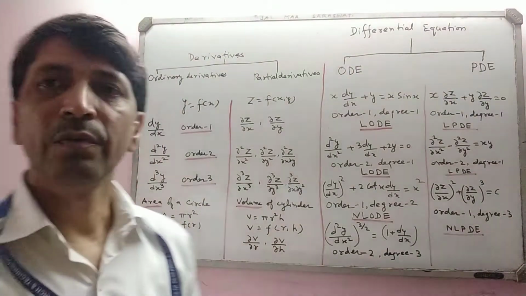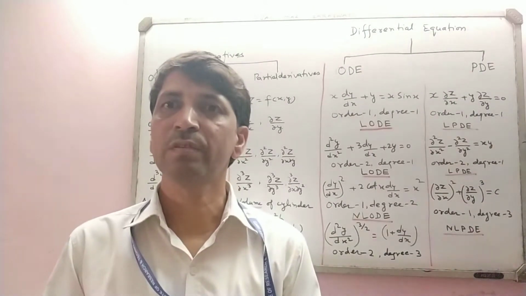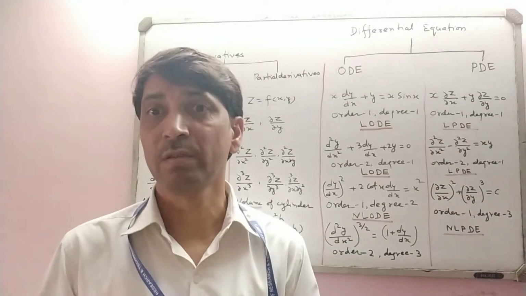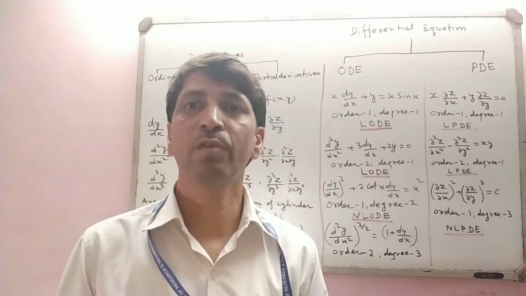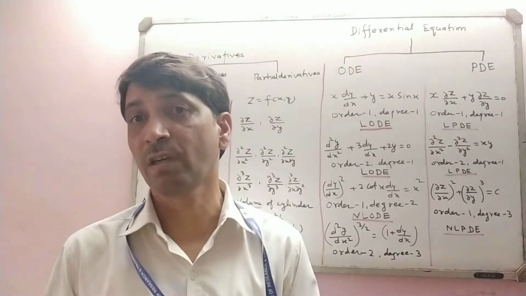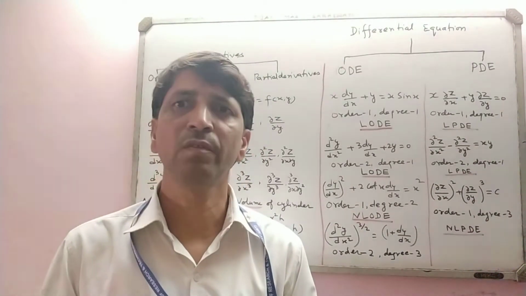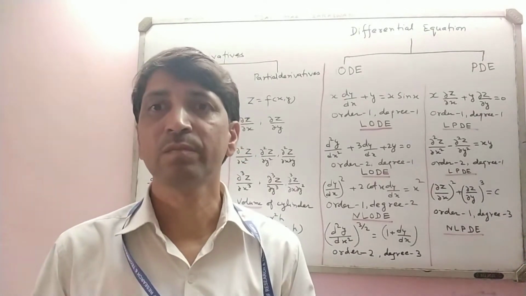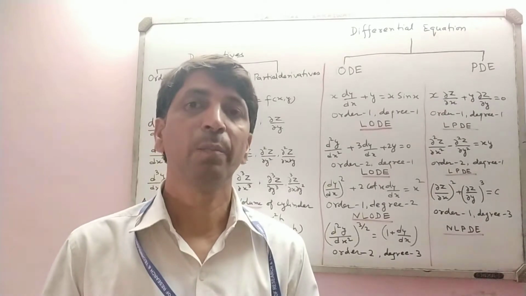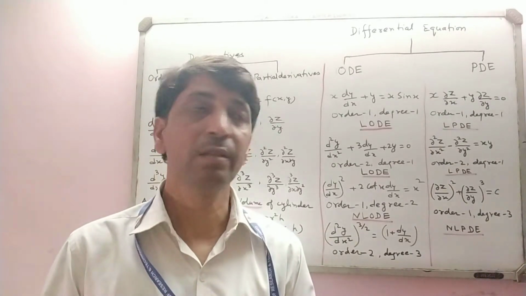On the basis of derivatives, we have two types of differential equations: ordinary differential equation and partial differential equation. An equation which consists of ordinary derivatives is called an ordinary differential equation. In short, we write ODE. An equation which consists of partial derivatives is called a partial differential equation. In short, we write PDE.